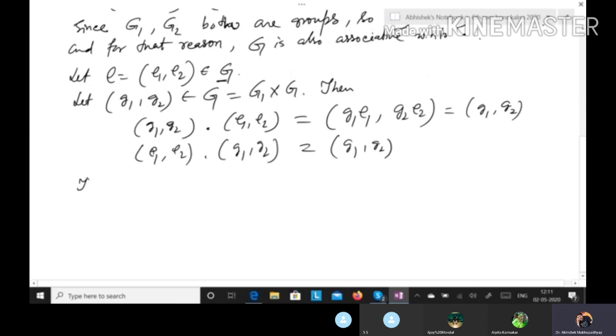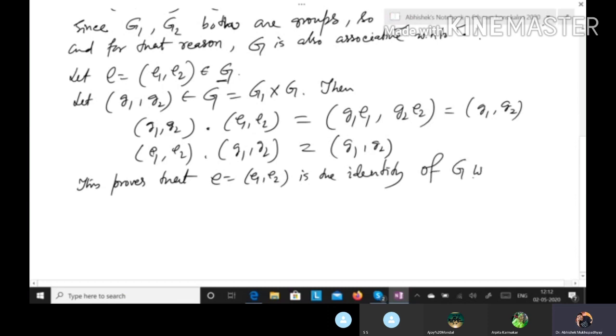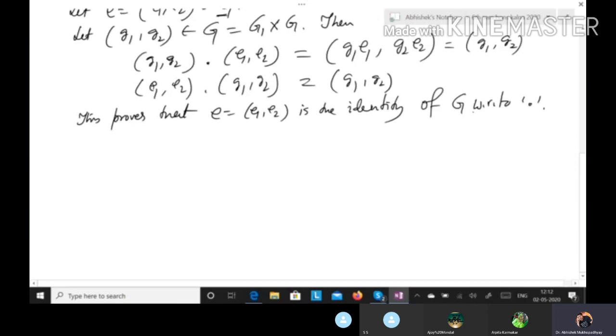And this proves that e is the identity of G with respect to dot. So this is the identity. Now it remains to check the existence of inverse for each element of the set G with respect to the operation dot.